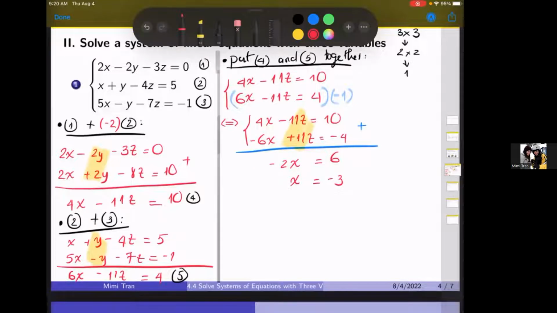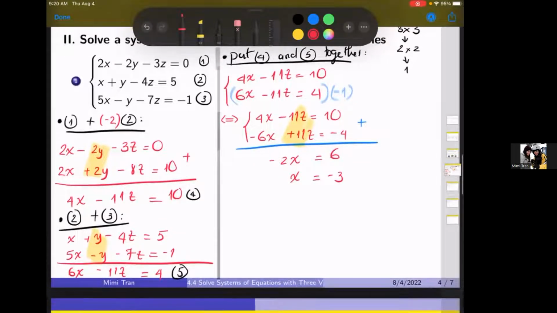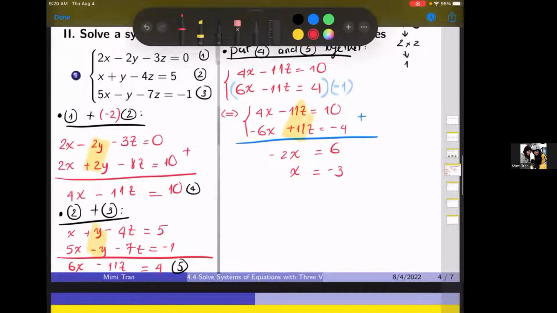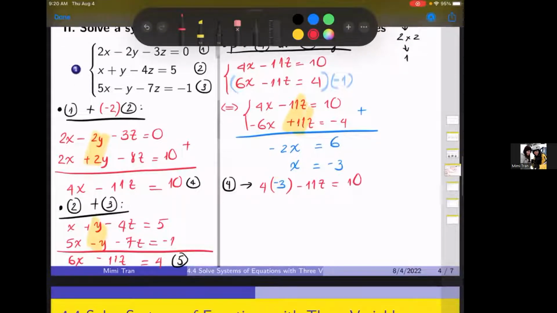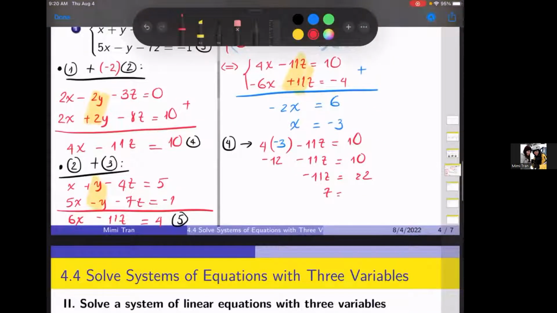So I'm going to pick, doesn't matter, I guess number 4. Equation 4 looks like this: 4 times, I'm going to make this blue, -3 here for x, minus 11z equal 10. So I got -12 minus 11z equal 10. -11z equal to 22. z equal -2.